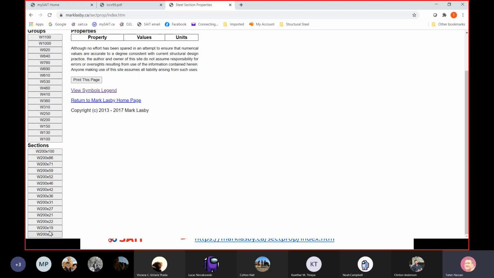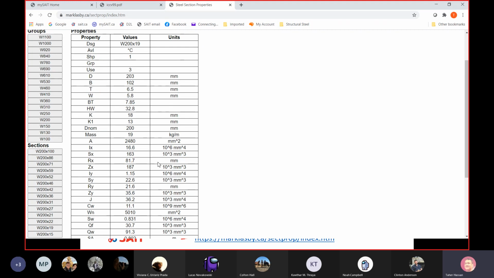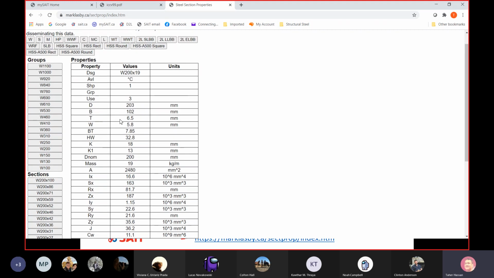Let's go ahead and click on one of these beams and see what we get. If I click, for example, on W200 by 19, what do you get? You can see the website gives you all the properties of this section, starting from the top. We call it W200 by 19. And there is other information like something called D, something called B, and something called T. I know this is kind of mysterious. So what is B, what's D, what's T?